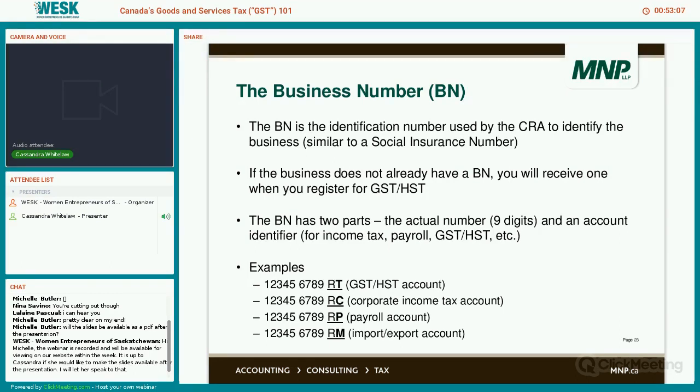So the business number has two parts. It's got the actual 9-digit number, which is the business identifier, and then it has an account identifier, which is generally an R followed by a letter, followed by 4 numbers. And so, for example, the GST, HST accounts are RT accounts. Your RC accounts will be for corporate income taxes, RP is payroll, and RM is import-export. And then after that, you can, in certain situations, have multiple program accounts. And so then after the RT or whichever letter, it's followed by 0001. If you sign up for certain situations, you can get multiple program accounts. So that would be RT0002 and so on.